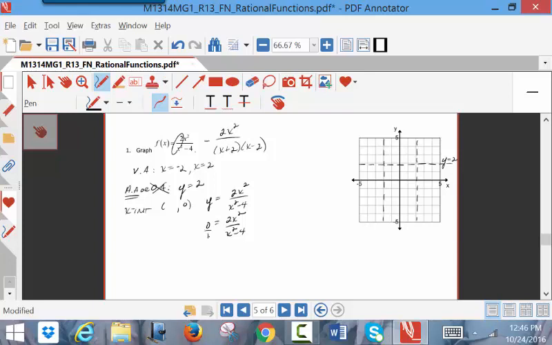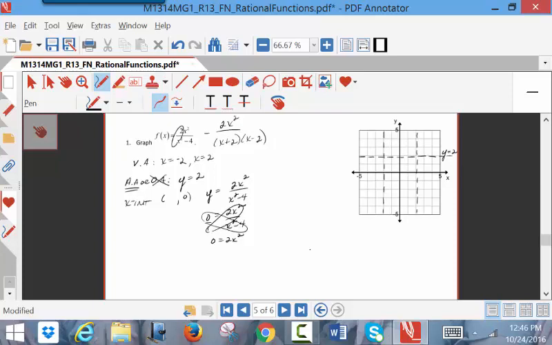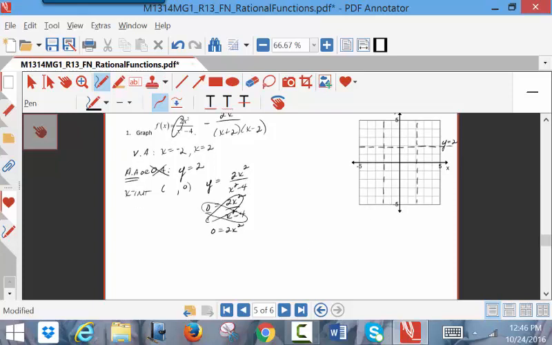So go ahead and put the 0 over 1, and when you cross multiply, you get 0 equaling 2x squared. Then, if you divide both sides by 2, you're going to find that your x value will be 0. So you do have an x-intercept. Your x-intercept occurs at the origin, right here.